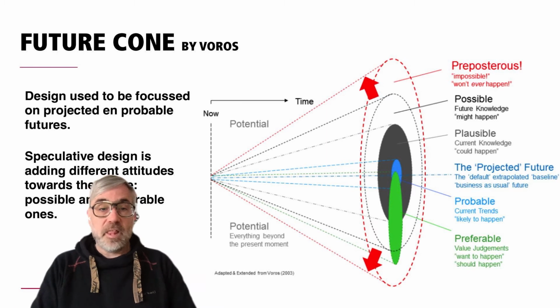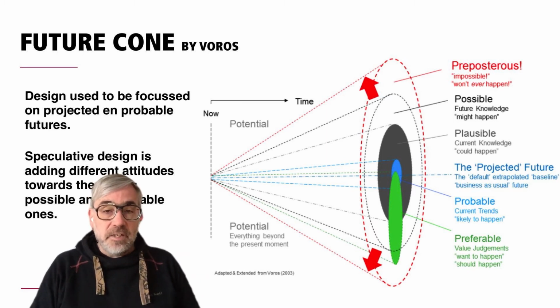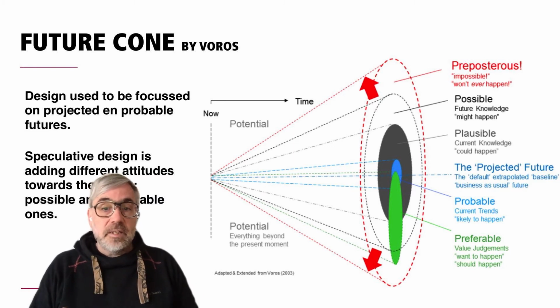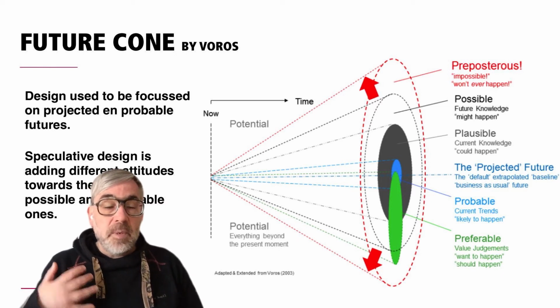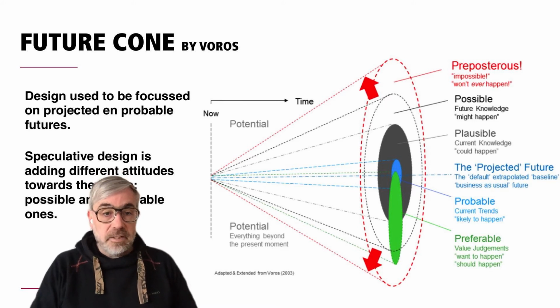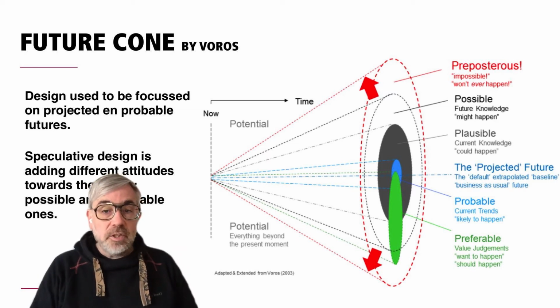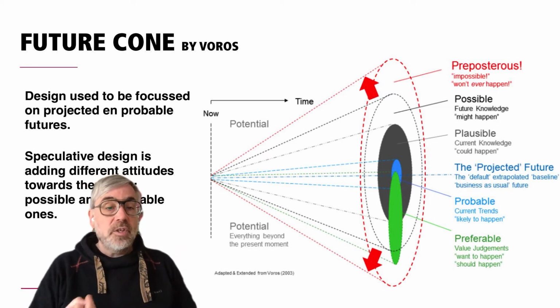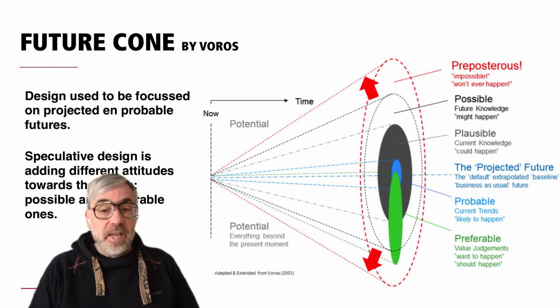And you can see that really well in this future cone. So we are not really interested in the projected future, but we are much more interested in the possibilities that design has. So the things that are not really happening if we do nothing, and also the preferable. So what's your preferable future? What do you want as a designer? What is good for the world? And take that as a kind of starting point when you are designing.